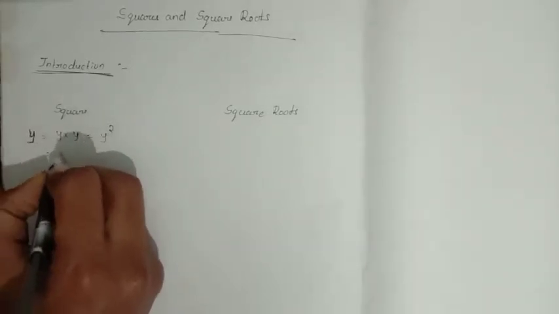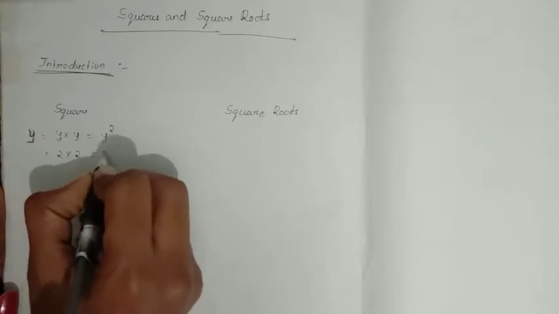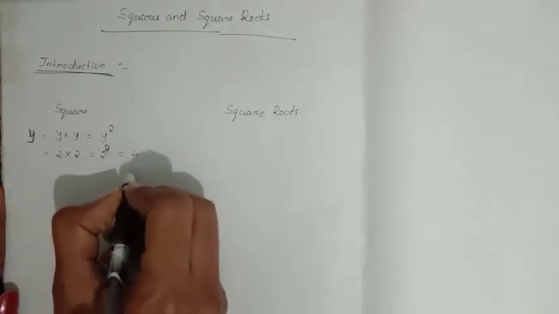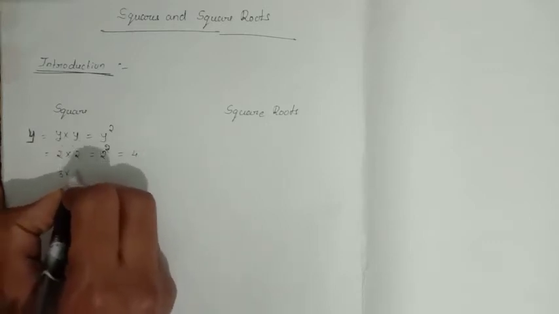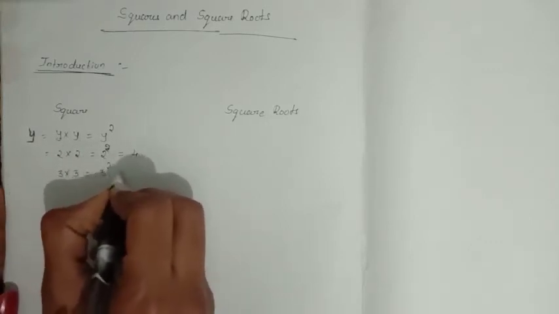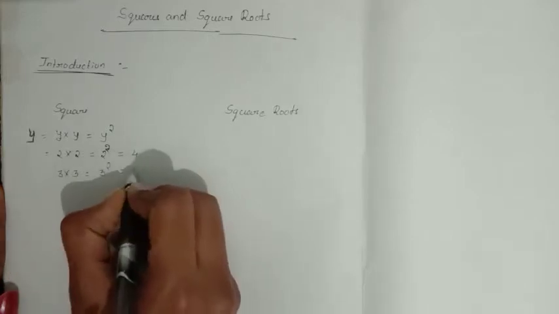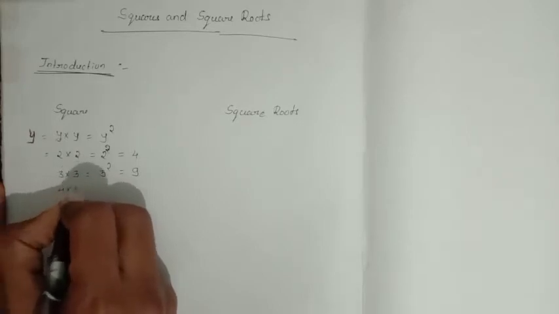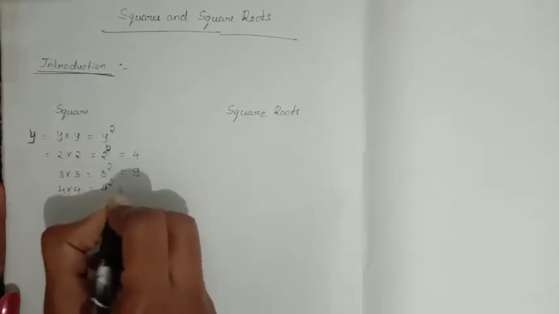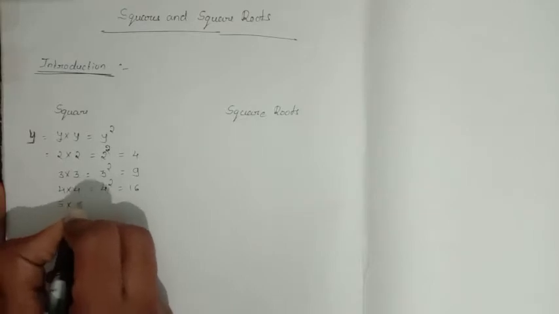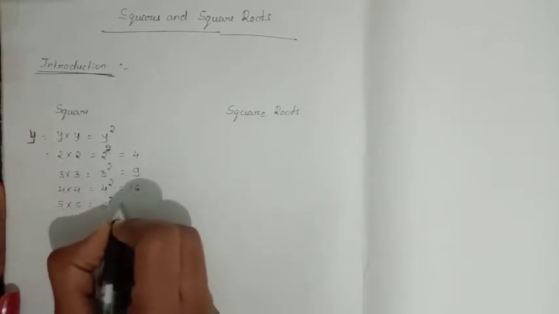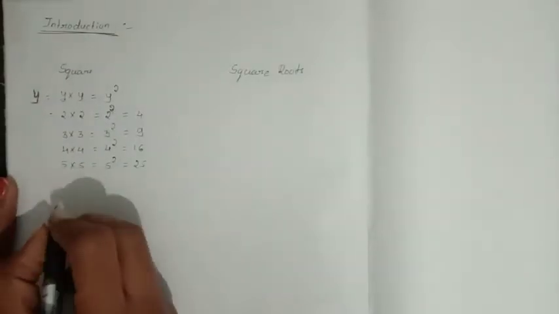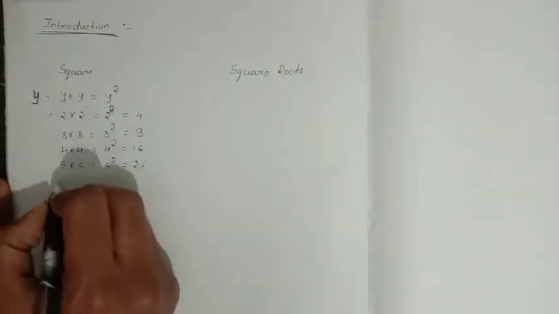If it is 2 into 2, it is 2 square, and 2 square is 4. 3 into 3 is 3 square, and the answer is 9. So 2 square is 4, 3 square is 9, 4 square is 16, 5 into 5, 5 square is 25. Continue this. You can write till 20; here you write till 10.